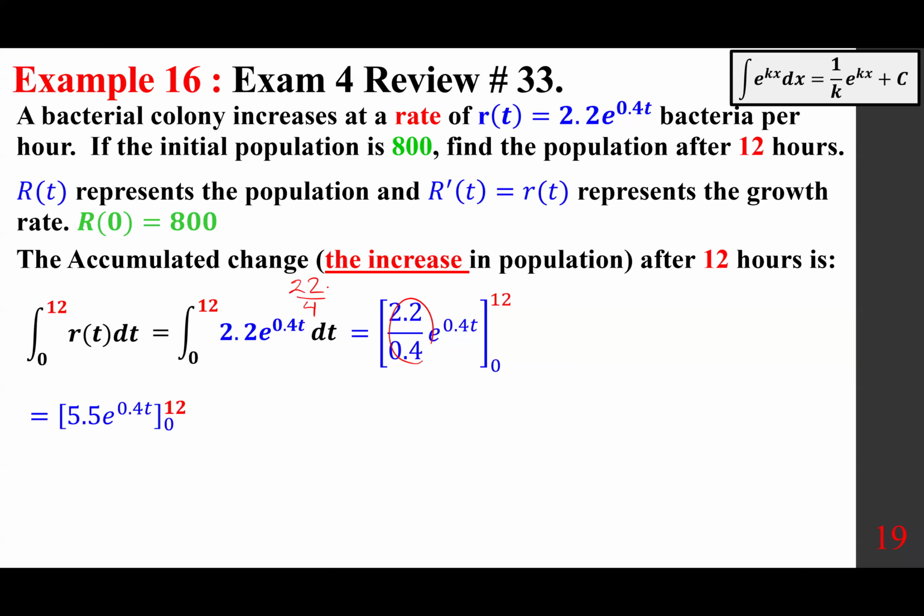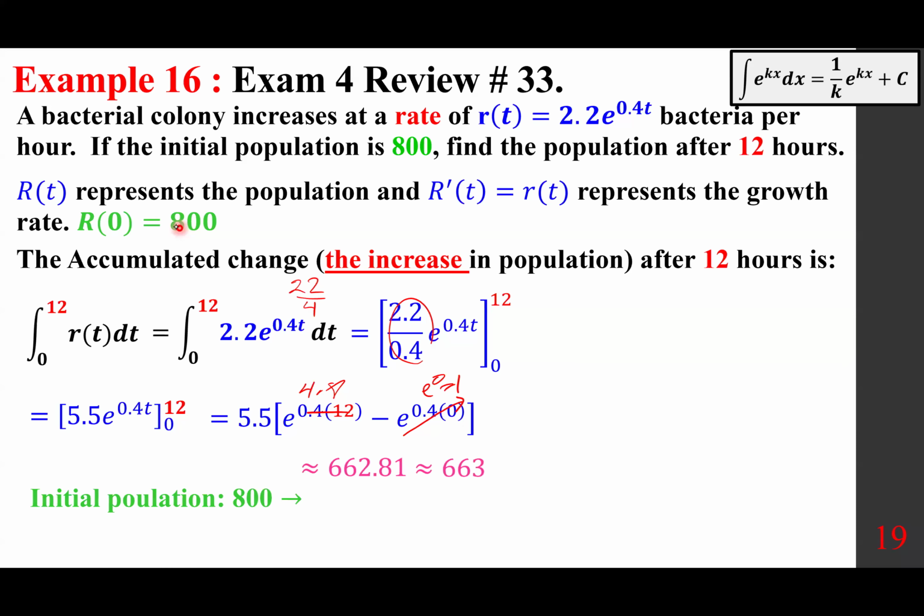You plug in 12, you plug in 0. This becomes just e to the power of 0, which is 1. But anyways, you have, and this is 4.8, you have to put it into a calculator. And because we're talking about bacteria, we're going to change it to a whole number. If it's talking about just the rate, you don't have to, but for the population, you must. The initial value, we said it's 800, add them up, and we are done.